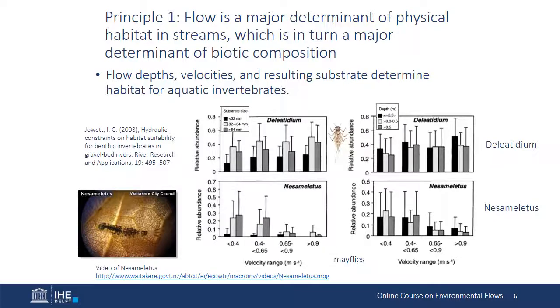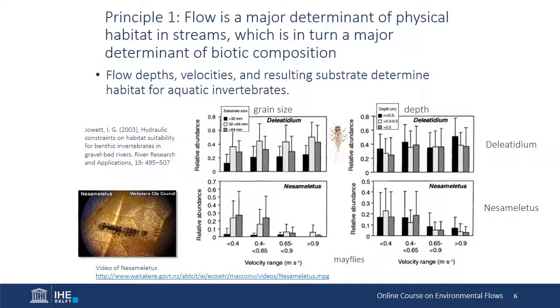The results presented in the bar graph show an example of this for two different mayfly species. The relative abundance of the two species is plotted on the y-axis as a function of flow velocity, which is plotted on the x-axis. Also plotted are abundances as a function of substrate grain size on the left and depth on the right. Different value ranges for these variables are indicated by the shading of the bars.